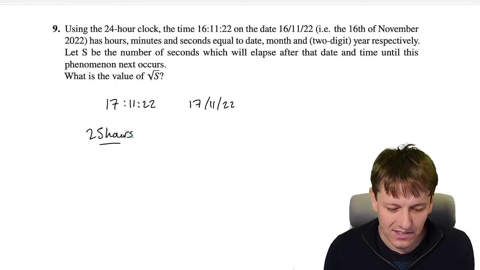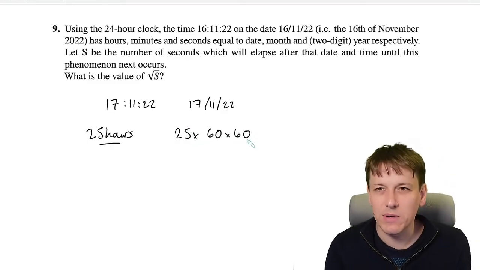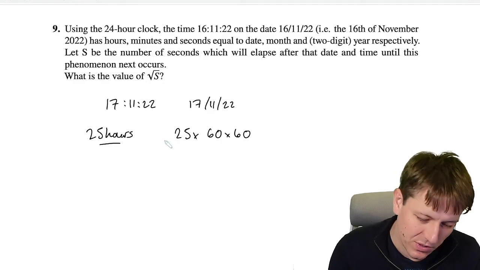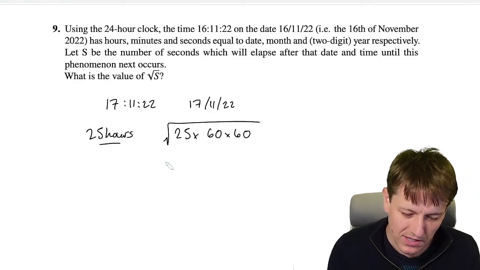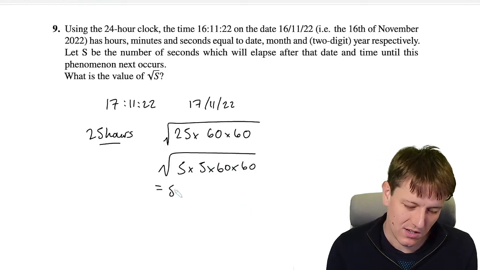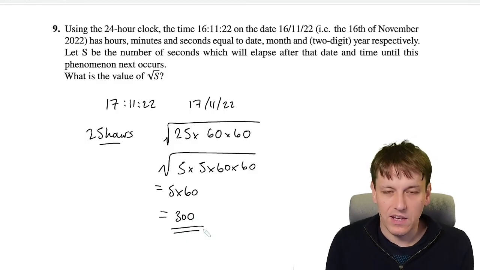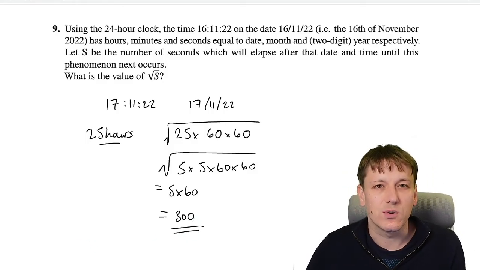Now, I guess the slight trick here is that to work out the square root of s, it's the square root of the number of seconds, right? So the number of seconds would be 25 times 60 times 60. So we don't really want to go working out that number. We just want to go straight to the square root of it, because it's the square. I'm looking for the square root of 5 times 5 times 60 times 60, and of course that's just 5 times 60 then, so I get the answer of 300 for the solution to this question.